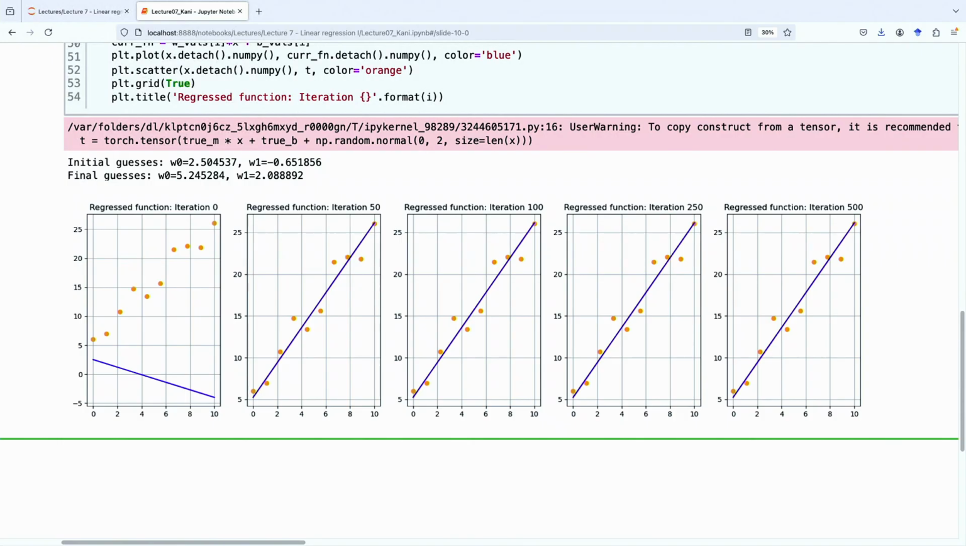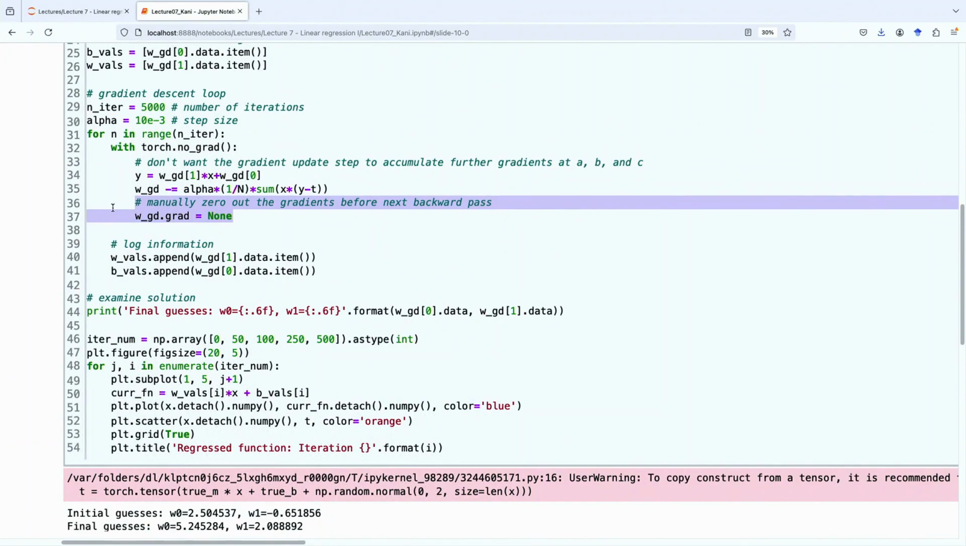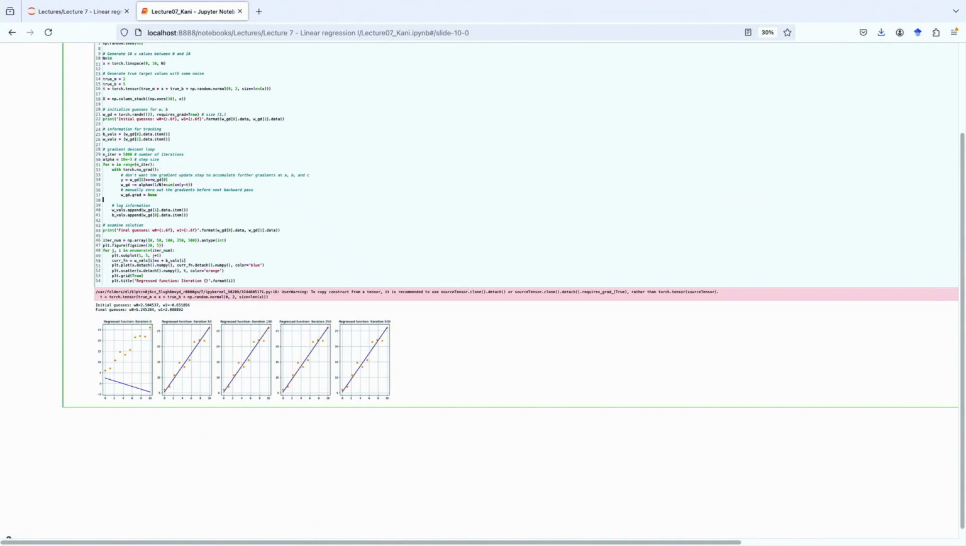Yeah, and so this is using the manually calculated gradients. Now, what's the beauty of PyTorch? The beauty of PyTorch is that we don't have to manually calculate the gradients. And so I also modified this slightly.